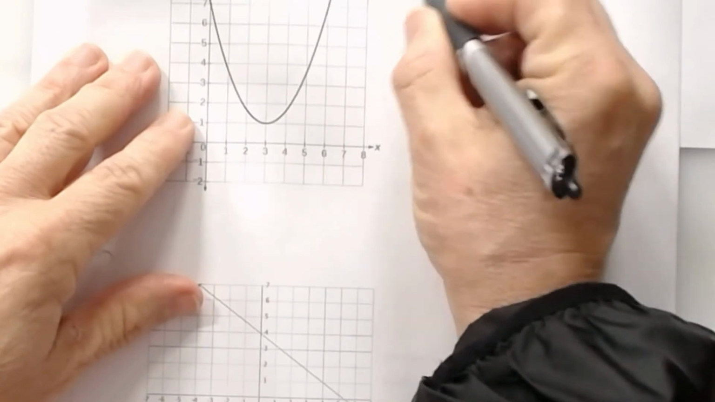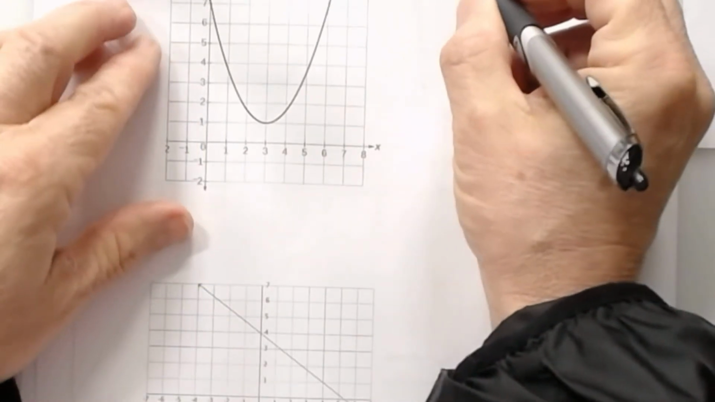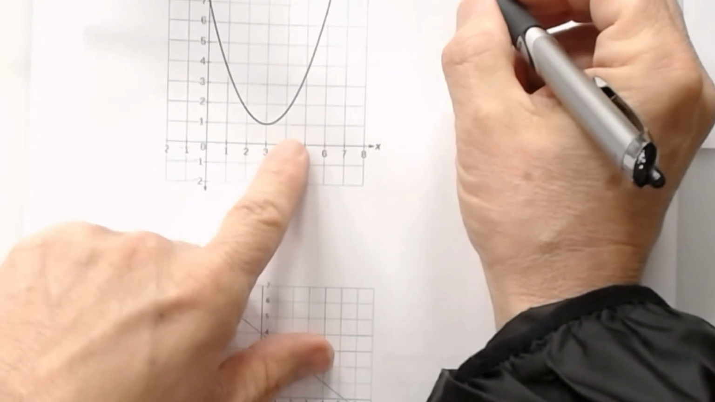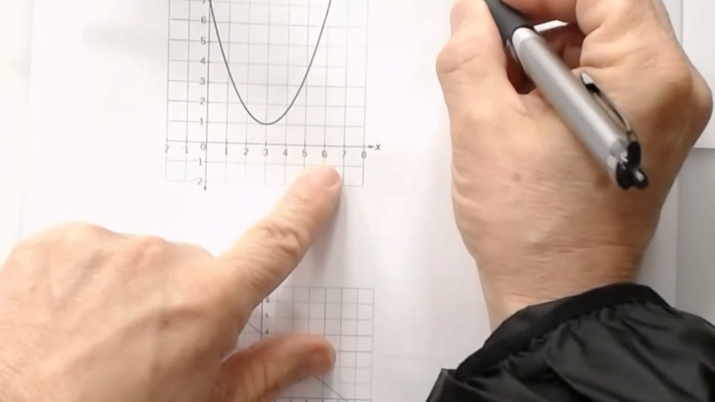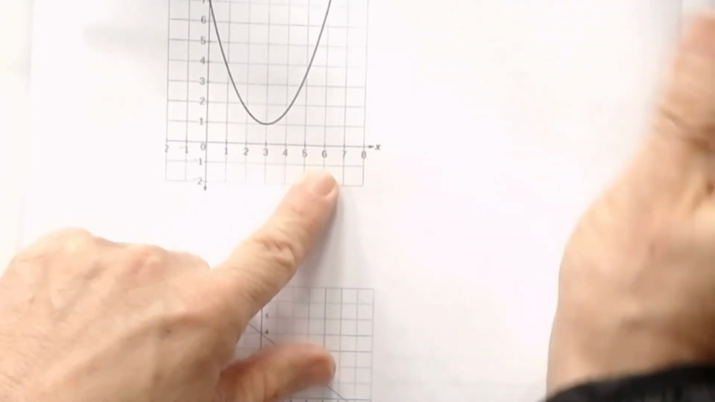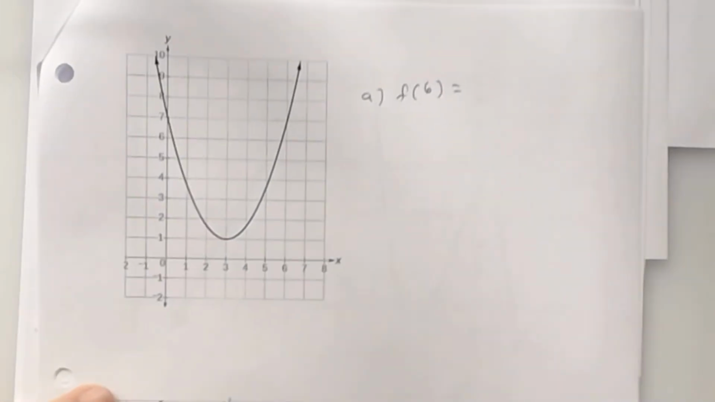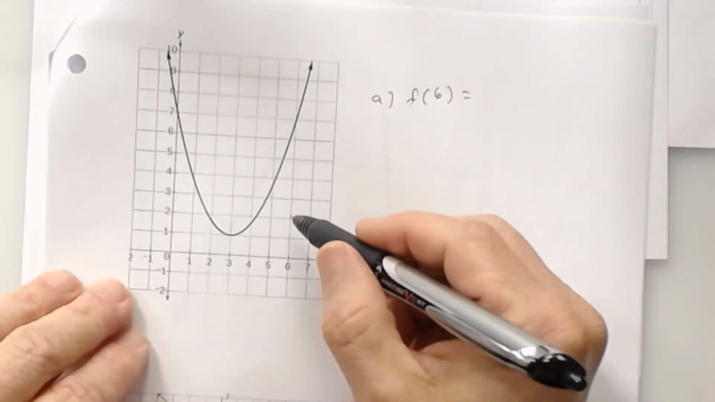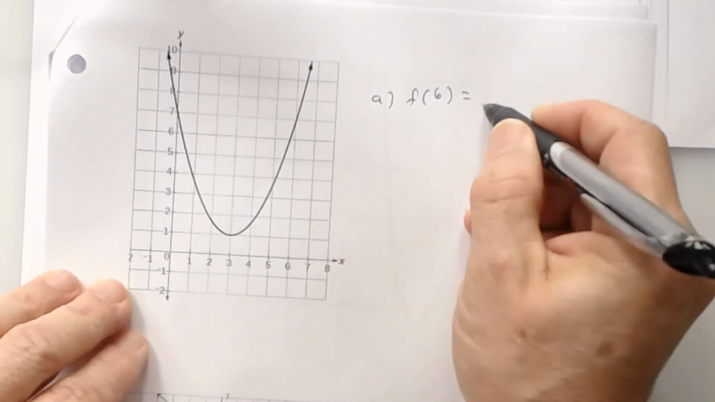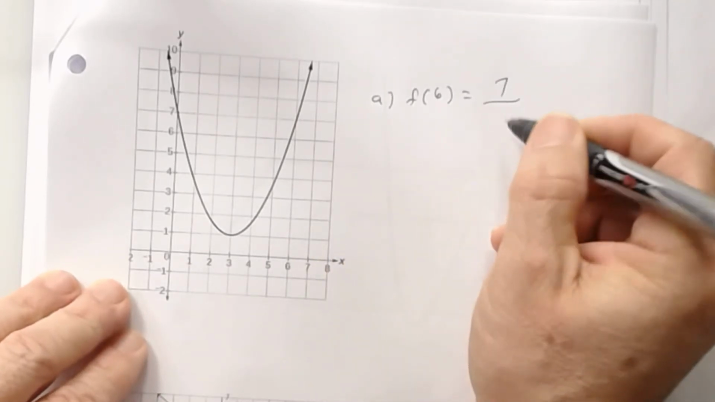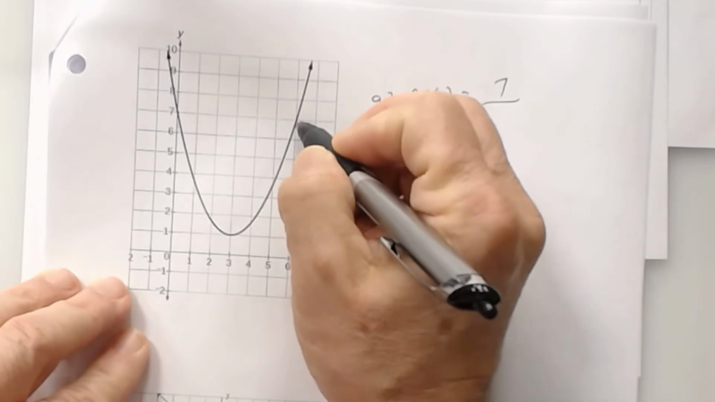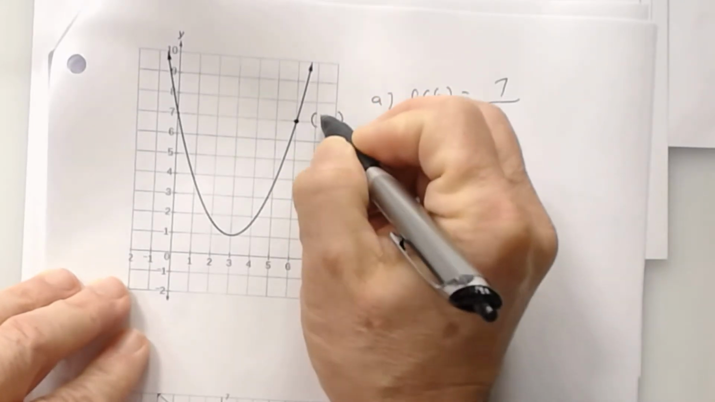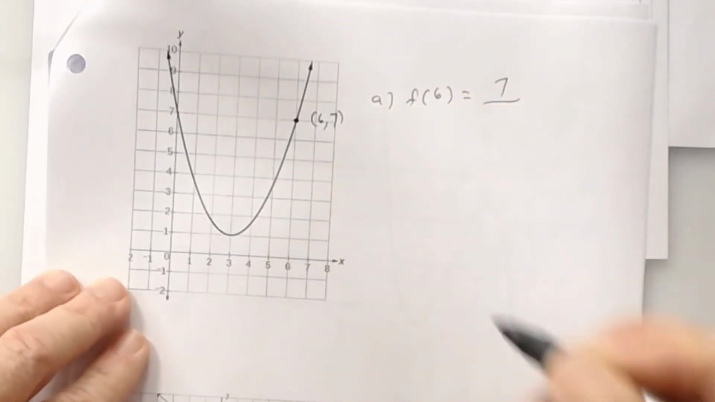What is f of, let's say, f of 6? What's f of 6 on this one? 7. F of 6 is 7. Right here, if you look at this, when x is 6, y is 7.